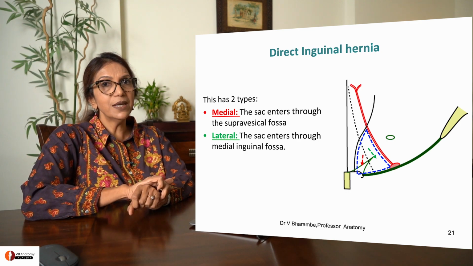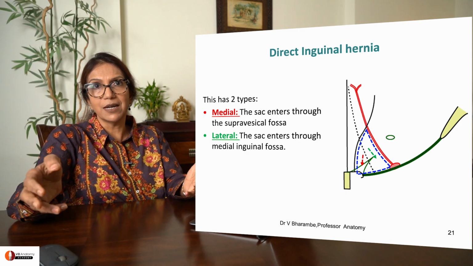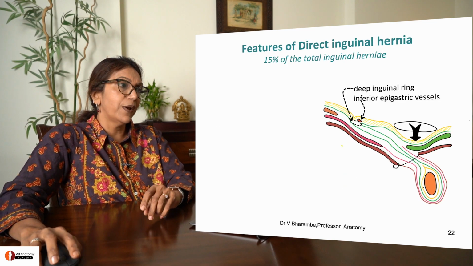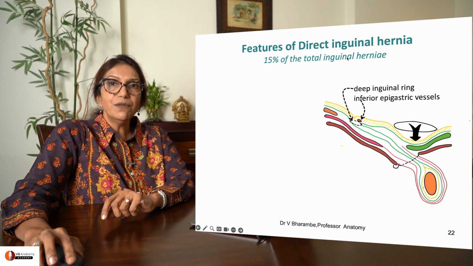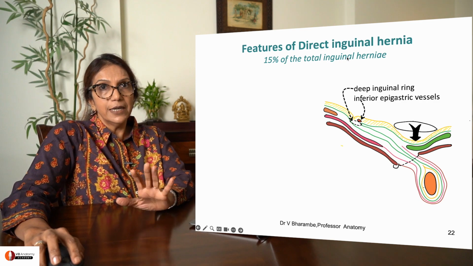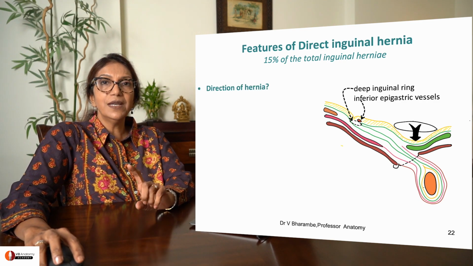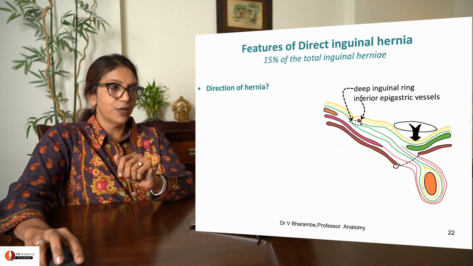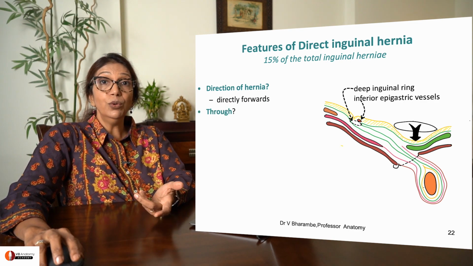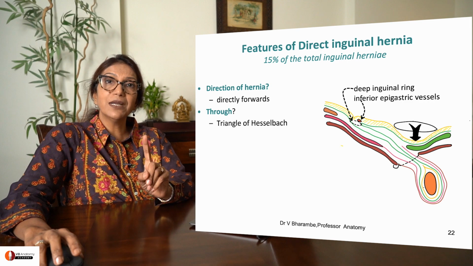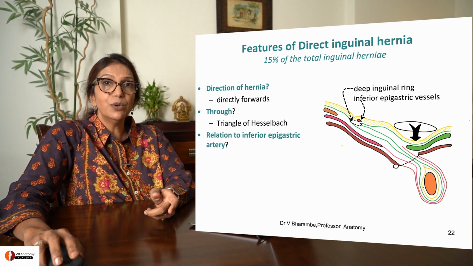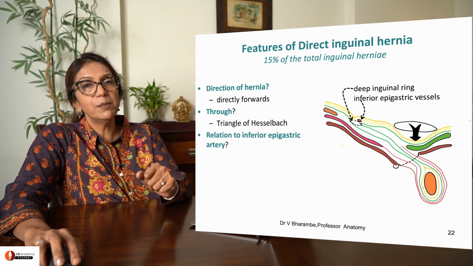Okay? Confusing? Use your diagrams to understand. Very simple. Right. So, features of direct inguinal hernia. Let's learn a little bit more about this type of hernia. Direction of hernia: always directly forwards, through the Hesselbach's triangle. Relation to inferior epigastric artery, look at the image and answer.